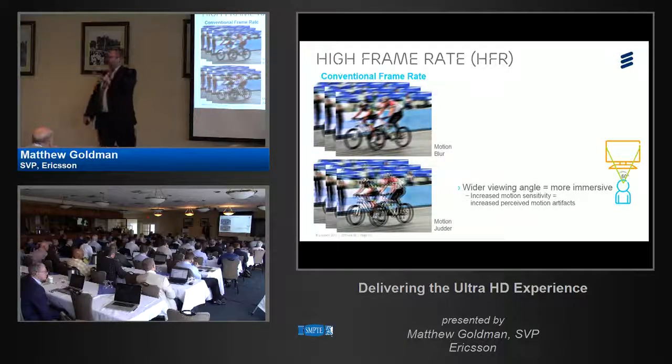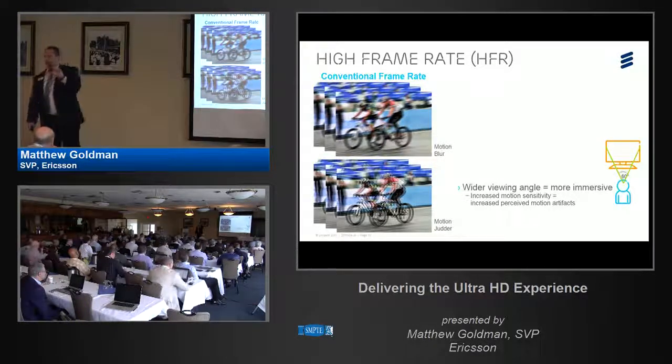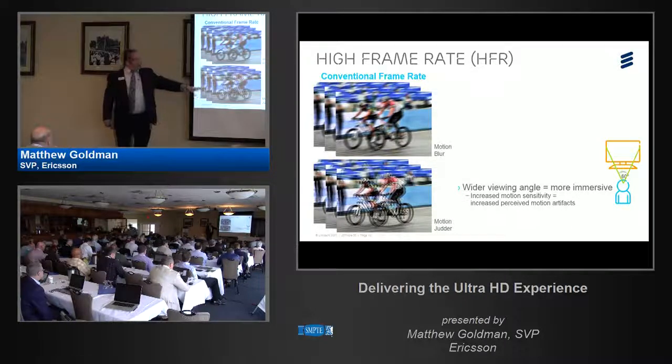Your human visual system draws pictures. We'll get into this a little bit later. Remember we talked about only looking at the central 2 to 3%, the fovea centralis. We'll talk about how your eye draws pictures, but you get motion judder.